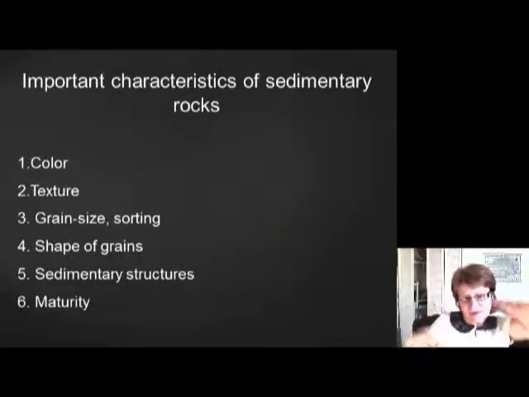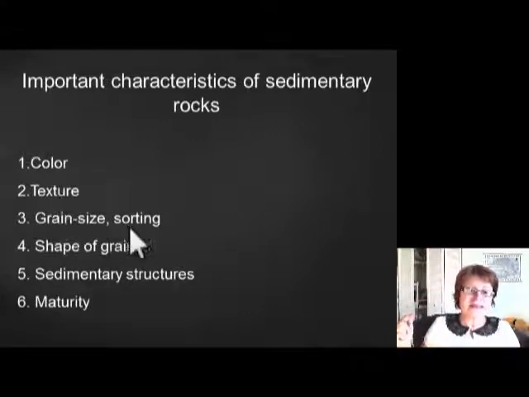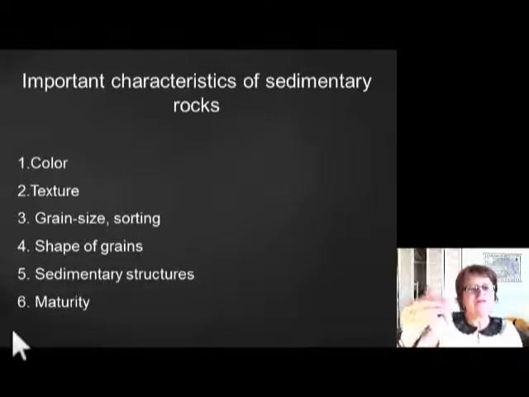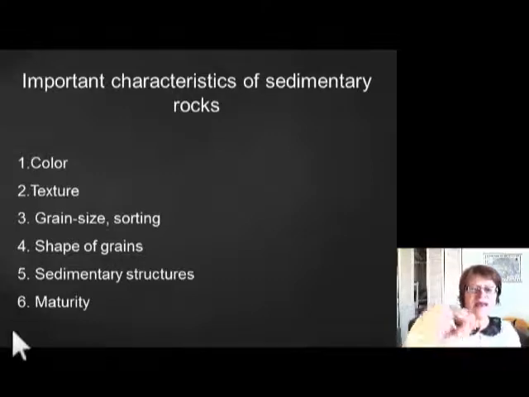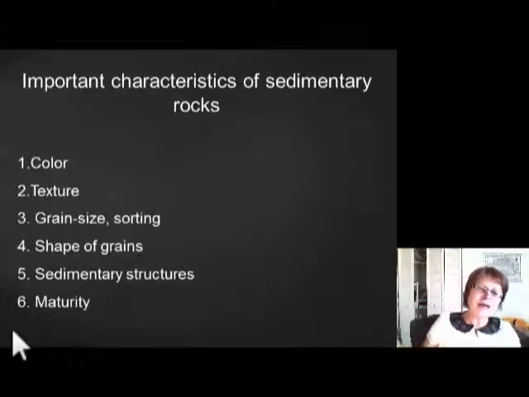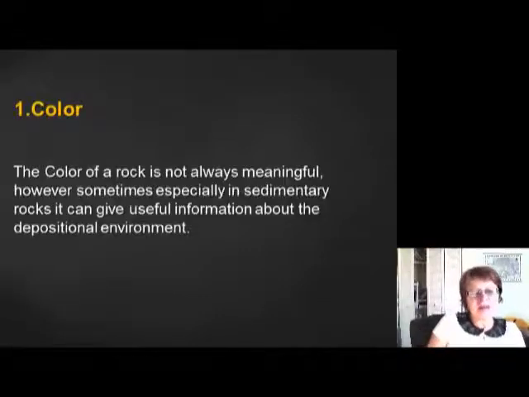So let's see what kind of properties we're going to have to really look at in the sedimentary rocks. And you can see here the color, the texture, grain size and sorting, the shape of the grains, sedimentary structures, and then after we looked at all this, we're going to talk about the maturity of the sedimentary rocks. So these are very important information. Each of these things will be able to tell us how these rocks formed, what kind of environment, what kind of climate, and stuff like that. So let's start with the color.